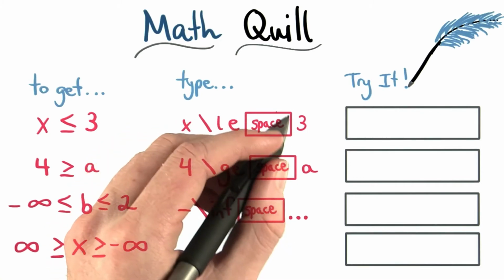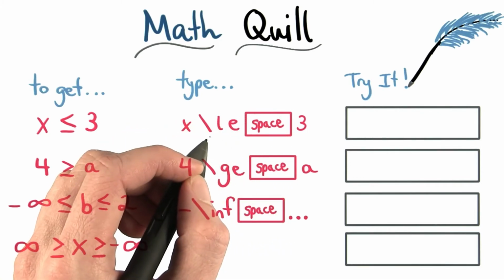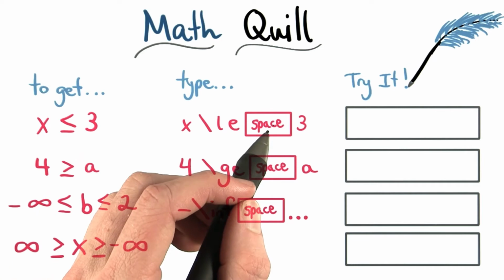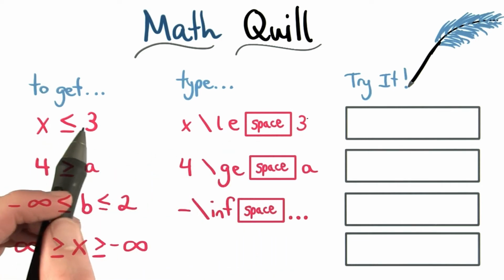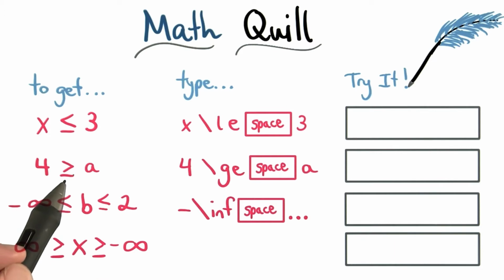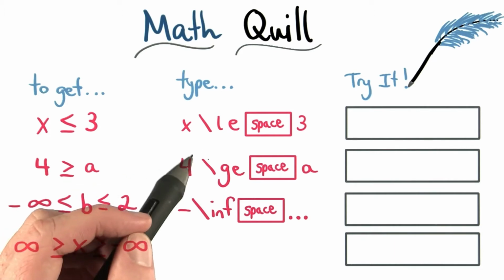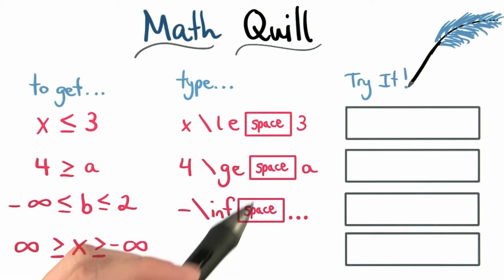If you don't type in a space after these characters, then nothing will happen. Once you have entered a space, you can continue typing. I would just hit 3 to get x is less than or equal to 3. A greater than or equal to symbol works in a similar way. You would type backslash, then GE, and a space.